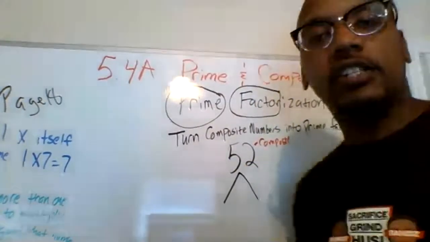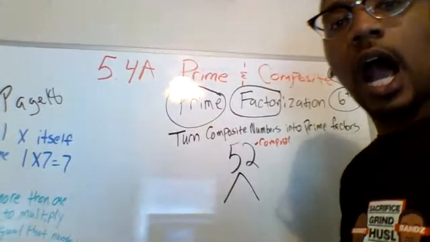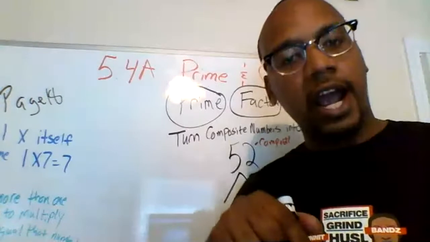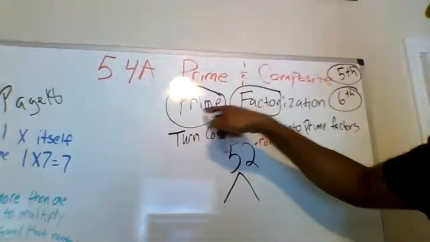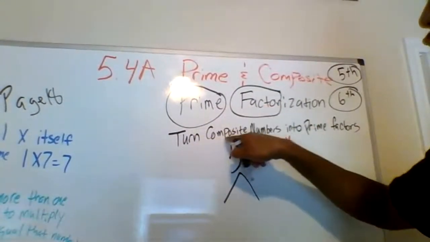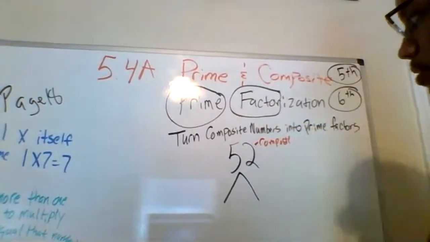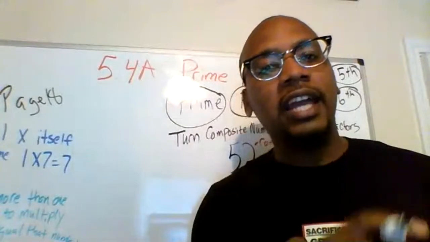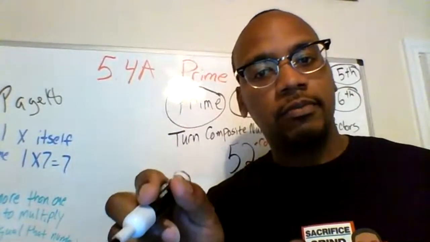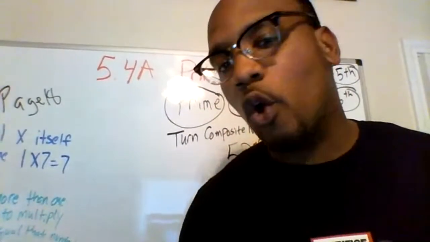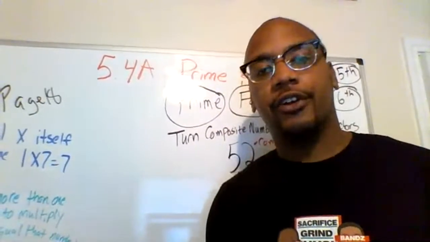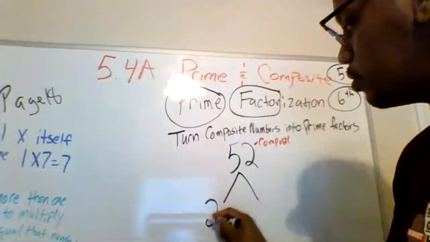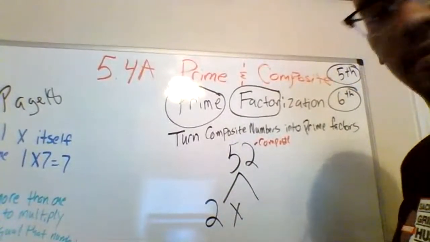Right? Now you're saying, Mr. T, I'm trying to turn 52 into prime factors. Right? Prime factors, I'm going to turn this composite number into prime factors. Right? Now, the reason why you can't do 1 times 52 is because 1 is not prime or composite. 1 is neither. So you can't do 1 times 52. But you can do 2 times a number. Right?